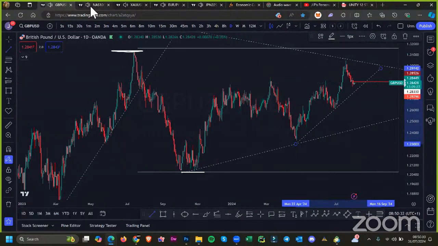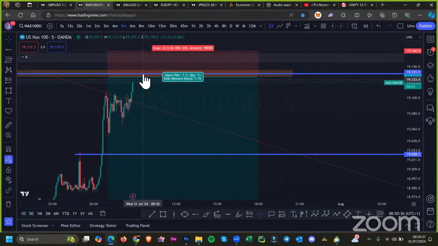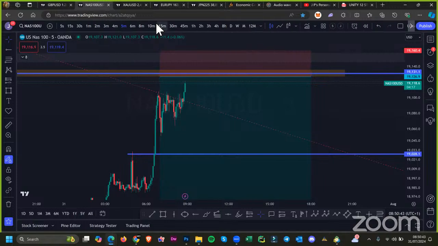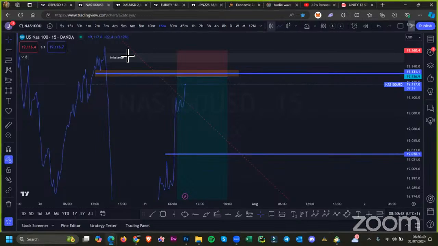let me just have a quick glimpse at NAS, something I set up a bit earlier. Okay, NAS is tapping into an area of interest as well, something I was looking at earlier. The NASDAQ. Have a look over here. What can we see over here? Can anybody see anything around here?